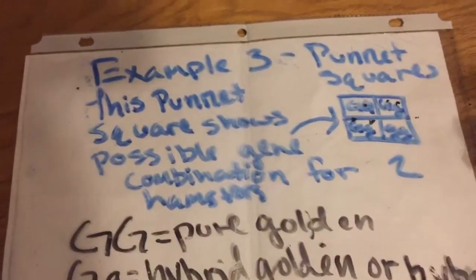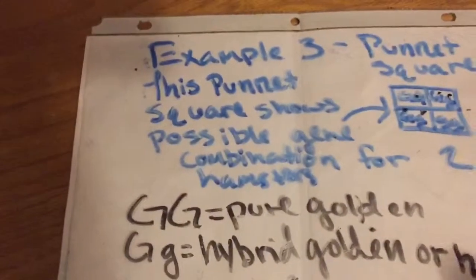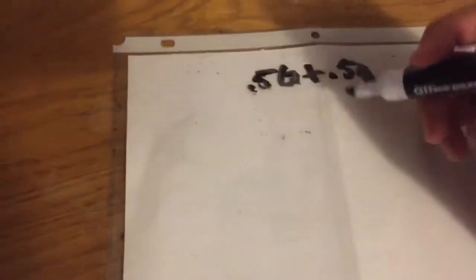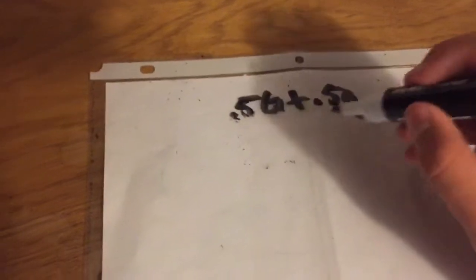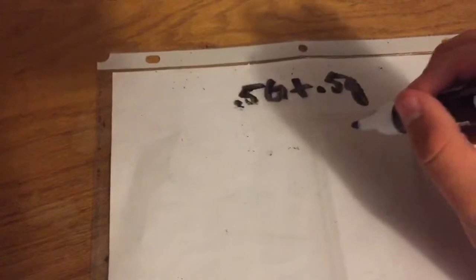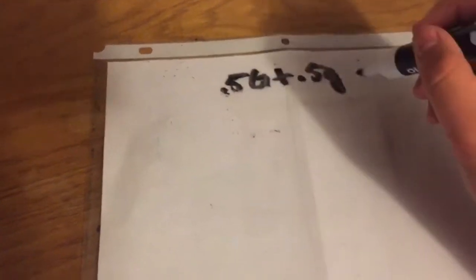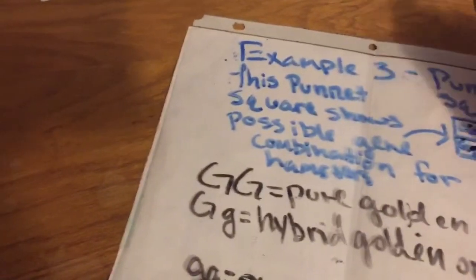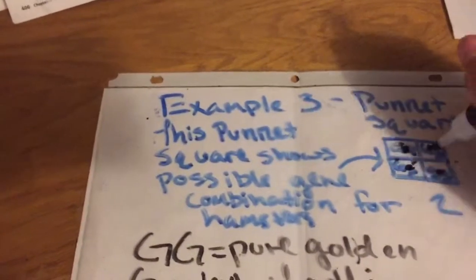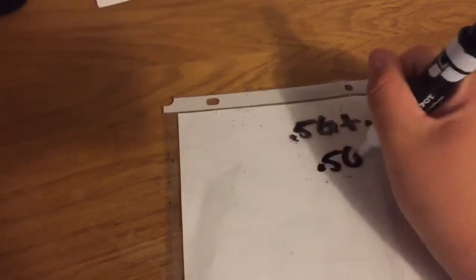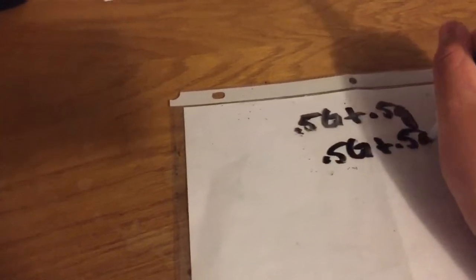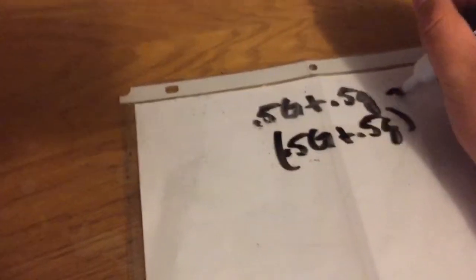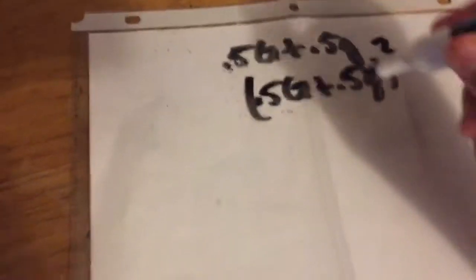Now we're going to need to write 2 binomials, which I already wrote down here, which is going to be 0.5 capital G plus 0.5 lowercase g. You get the 0.5 because each of the capital and lowercase g are in 50% here and here. So now writing a binomial, it's just going to be (0.5 G plus 0.5 g) squared. And now you're just going to solve this like a normal special product.